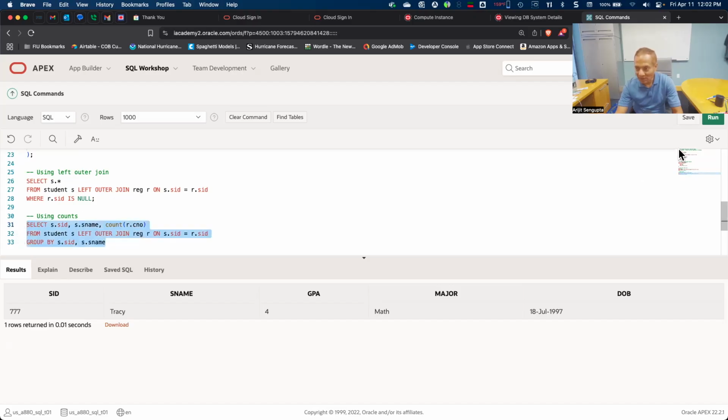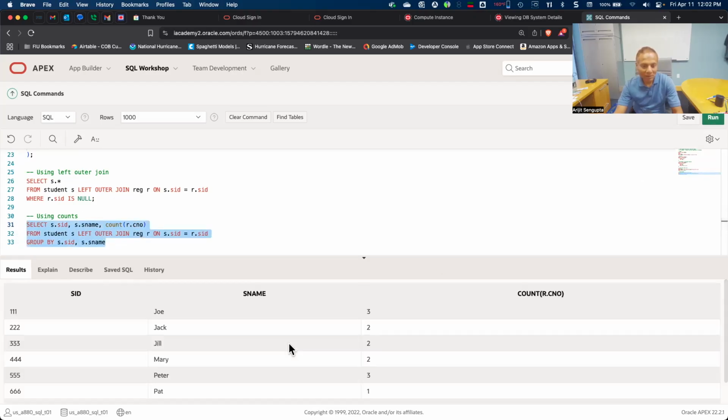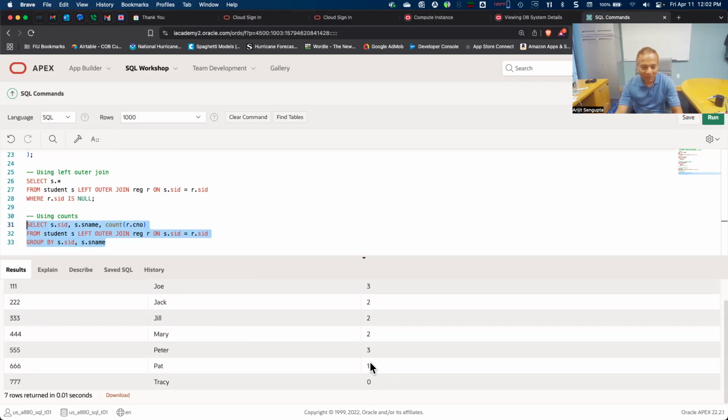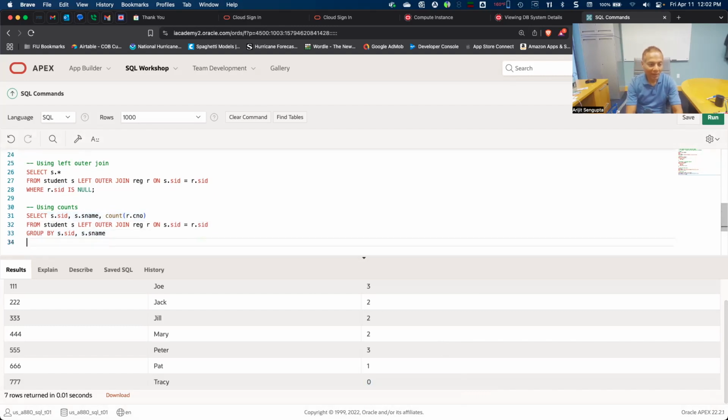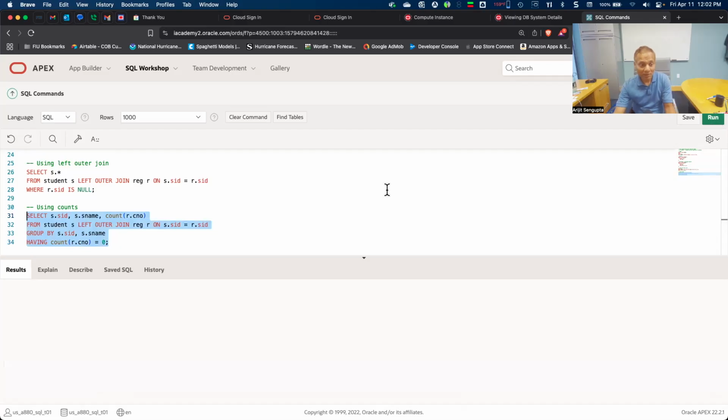So if I run this, as you will see, we're getting 3 courses for Joe, 2 courses for Jack, and so on. But for Tracy, the number of courses is 0 because she didn't register for anything. So now I can say having count r.cnumber equals 0. So that's another way you can solve non-monotonic queries.